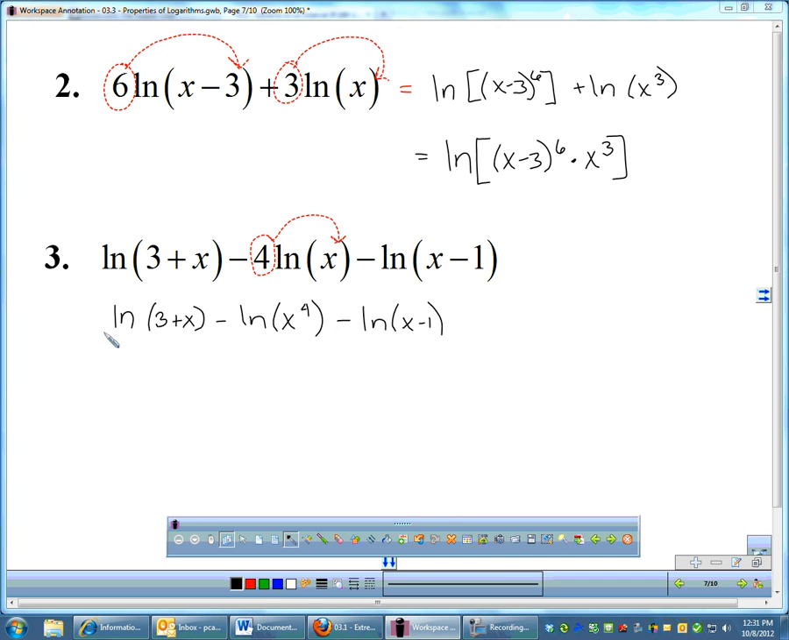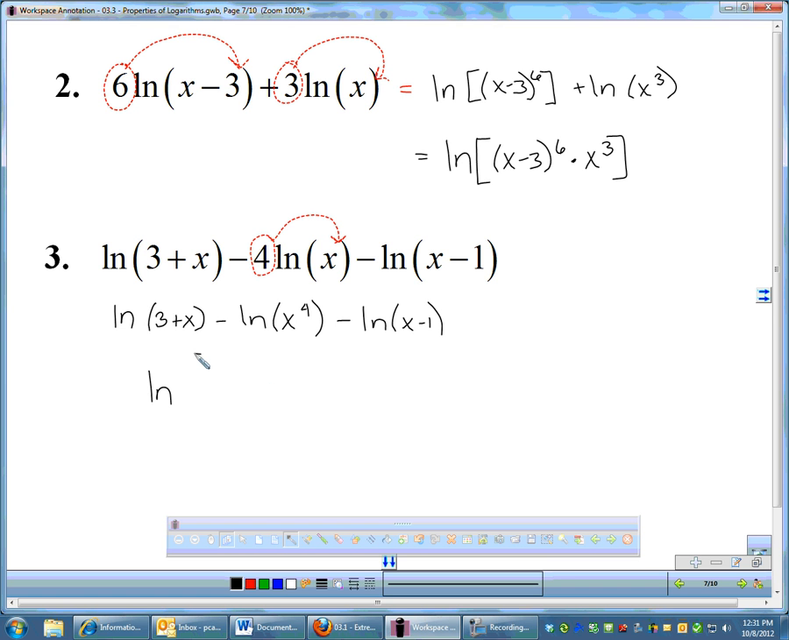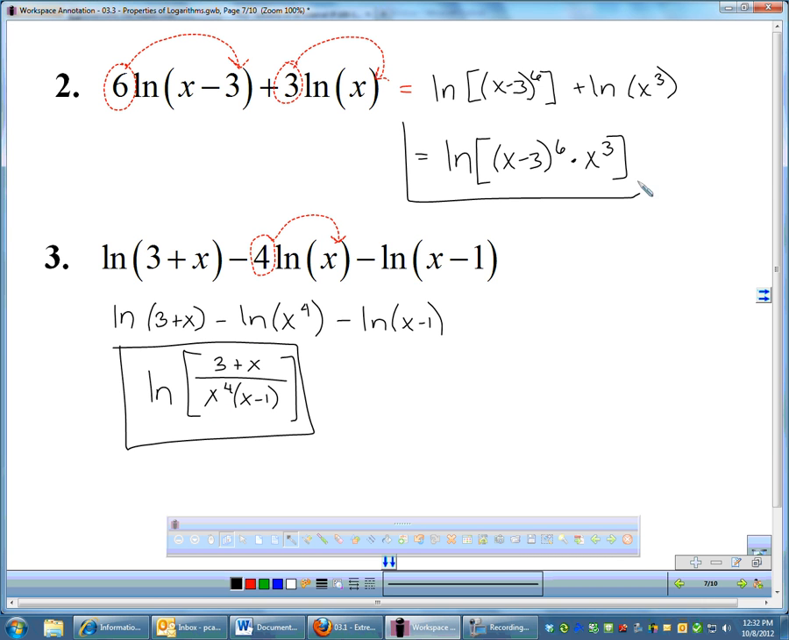Now I need to combine all of this into one log. I've gotten rid of my coefficients, so now I'm going to write this as just one big honkin' natural log. And let's see, it's ln of 3 plus x minus ln of x to the 4th, so that's going to be division. So 3 plus x minus x to the 4th means divided by x to the 4th. Then minus ln x minus 1. Since I'm subtracting, that means the x minus 1 goes in the denominator also. Anything that's positive goes on top. Any negative log means you're going to stick that part in the bottom, and this is going to be how we condense number 3. Here's our answer for number 3.